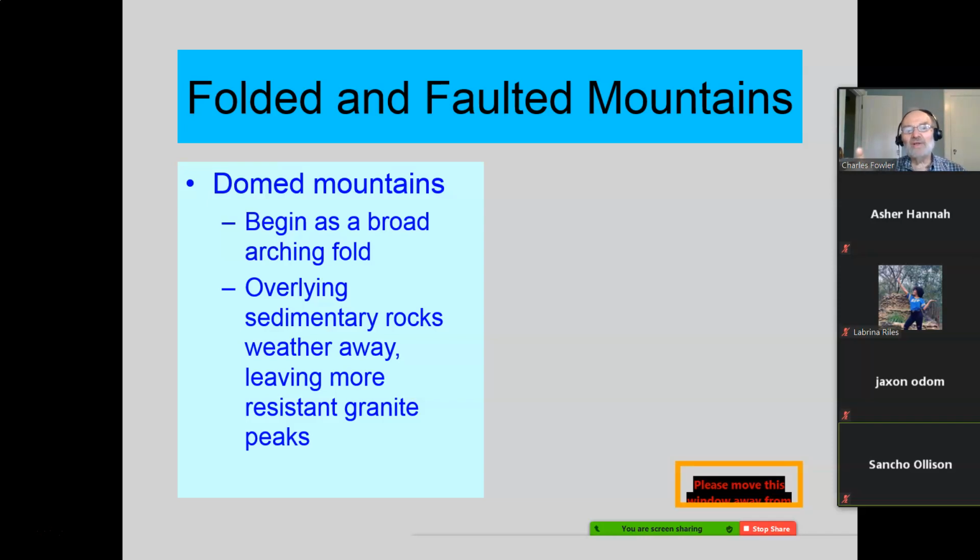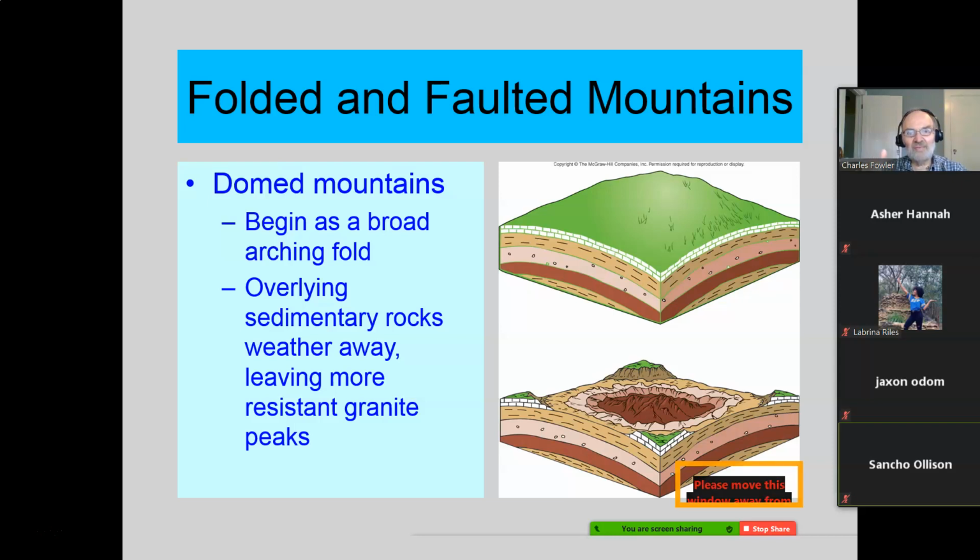That's mostly what you see in the Appalachians. Not, maybe you shouldn't say mostly. You see a lot of it in the Appalachians. And that's what the next picture is going to show. But this shows the dome happening. Okay, it's rising up there.